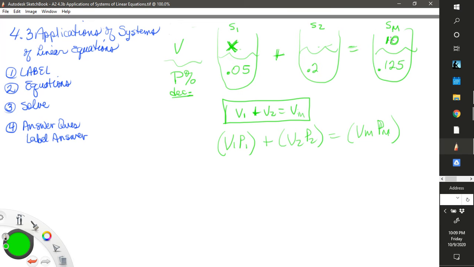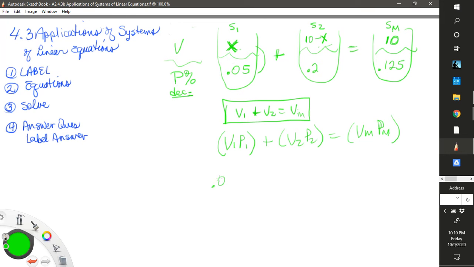All right, I have a missing volume. And so I know my total volume is 10. So if I take my total volume and I subtract X out, that's what my volume 2 is. So 10 minus X is my volume 2. So there you have it. Okay, what relationships do we know? If I multiply volume times percent purity of each one, I'll get an equation.